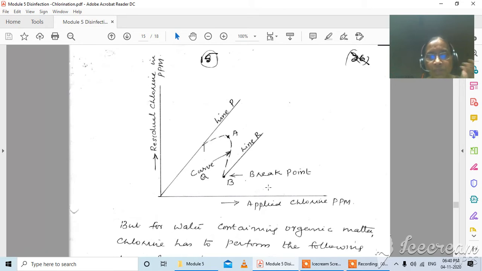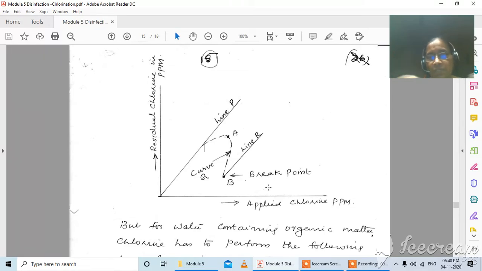So when this oxidation takes place, the sudden decrease in the residual chlorine is observed, and at this particular point you will observe a little bit of smell, that means a bad smell is also observed during the oxidation of the organic particles.